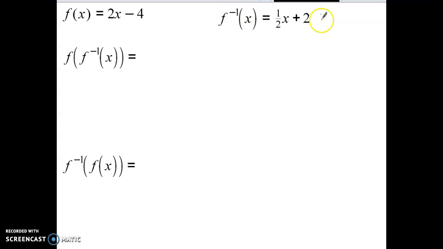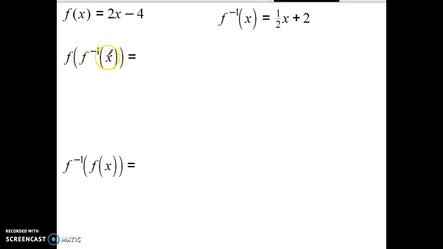So my inverse should undo that. I should be able to take that value of -2, and I should be able to turn it back into 1. So if I put -2 right here, 1/2 of -2 is -1. -1 plus 2 is +1. So it worked. All right, let's look at what that looks like in function notation.